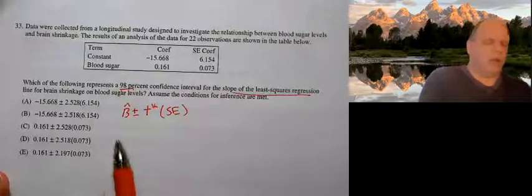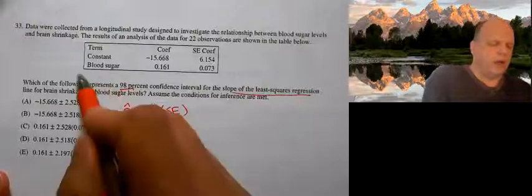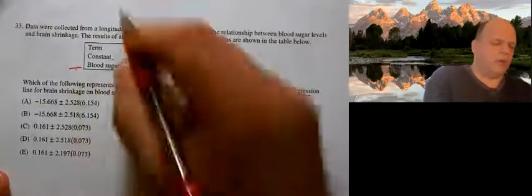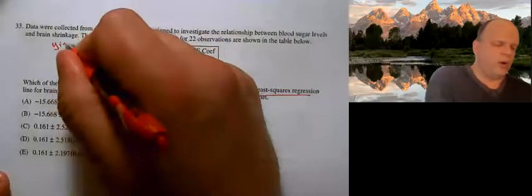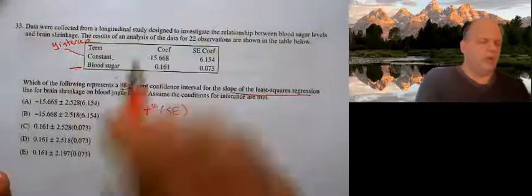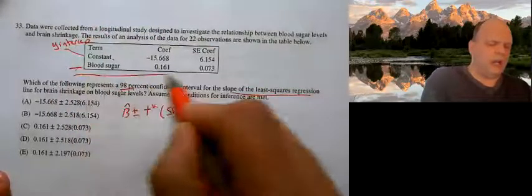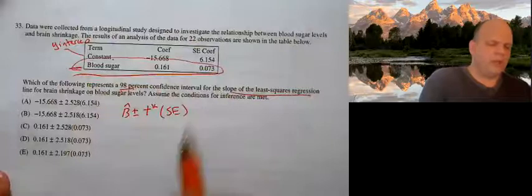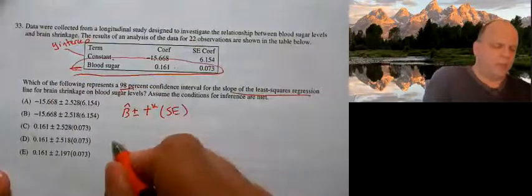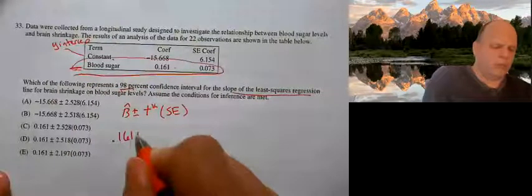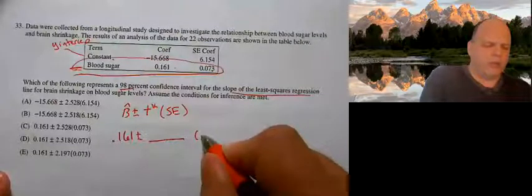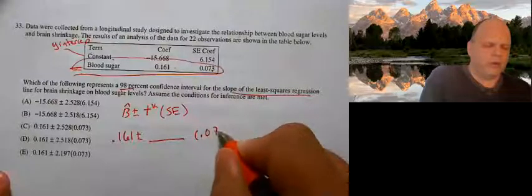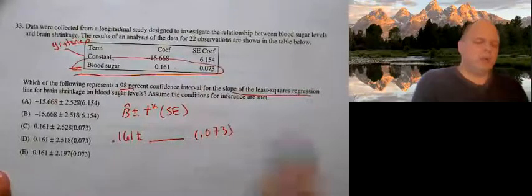Well, beta hat is our slope of the regression line, and the constant is always going to be our y-intercept. This is always our y-intercept. So when you see the constant, it's the y-intercept. So we're going to be looking only at this row. So we have 0.161 plus or minus, we'll come back to T star in a moment, and our standard error is 0.073.